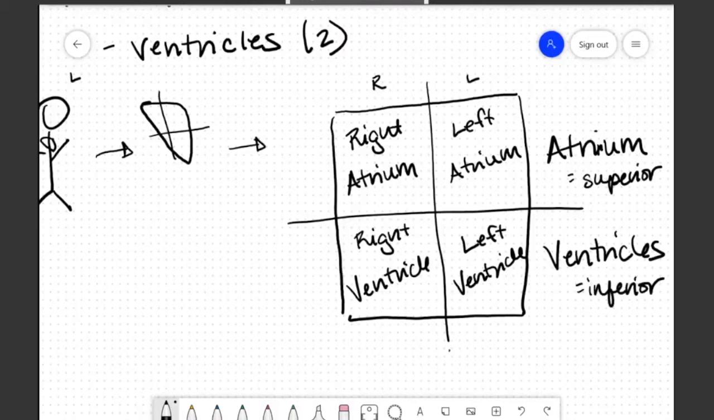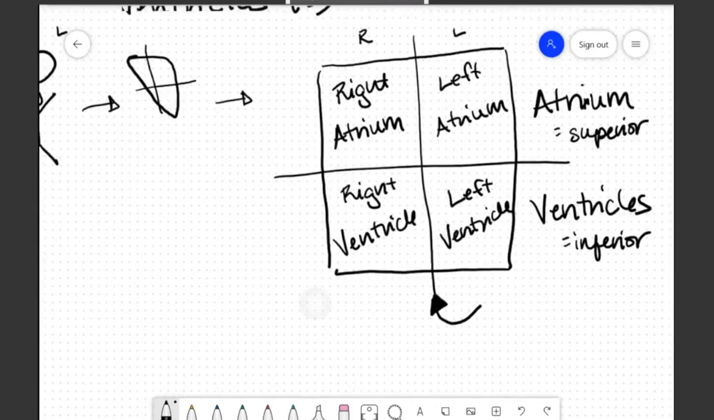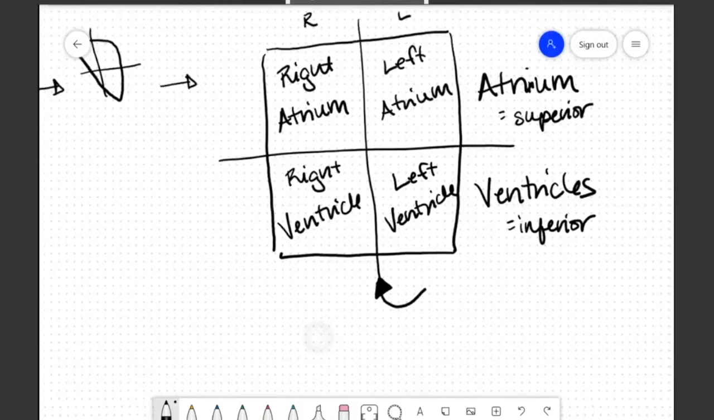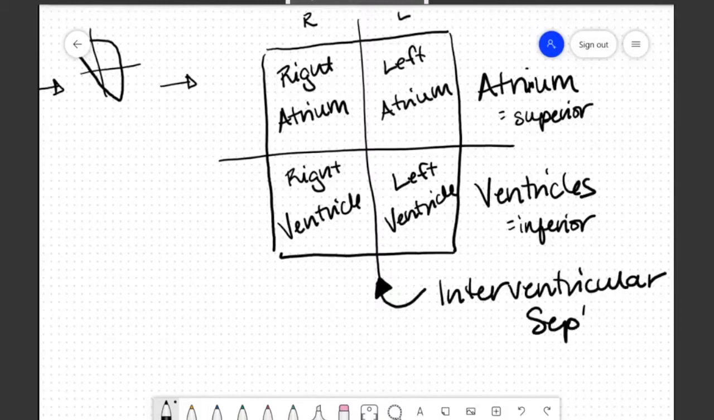There is a long separation between the 2 sides. That's going to be this wall right here, and it does separate the longitudinal section of your heart, and that is going to be called your interventricular septum. And that is the division between these sides of your heart, your right and your left. Interventricular septum.